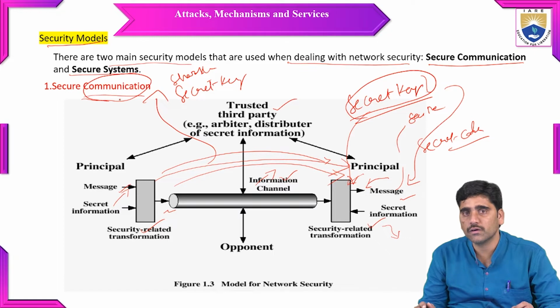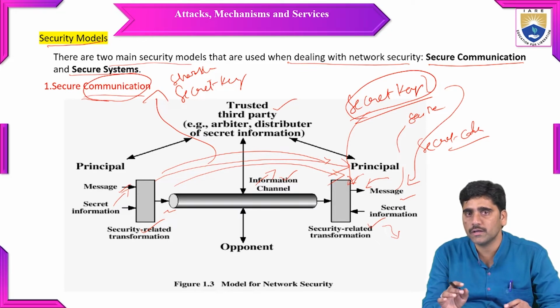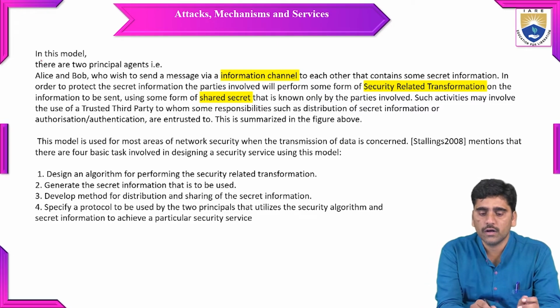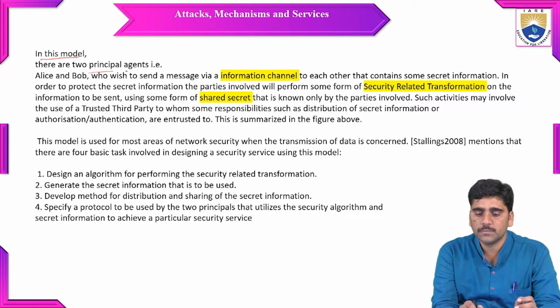This is the secure communication. You maintain the security of the communication by sharing the secret key, and the receiver is going to see the contents. So that is what we understand here. In this model, there are 2 principal agents.